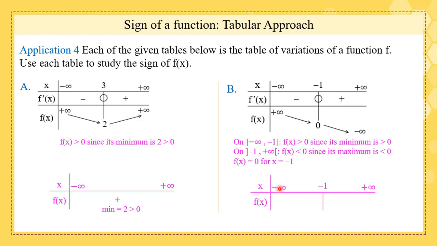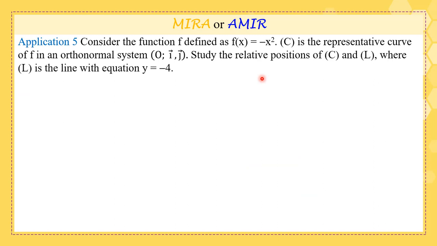This could also be expressed using a table. From negative infinity to negative 1, it's positive. And from negative 1 to positive infinity, it's negative. Now, we have a function f, C is its curve, and we need to study the relative positions of C and L, where L is the line with equation y equals negative 4.